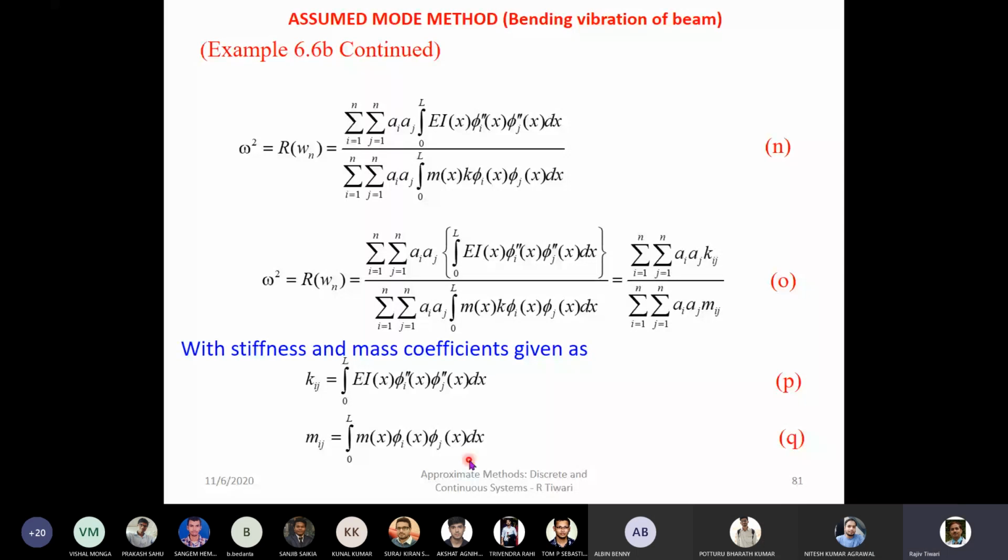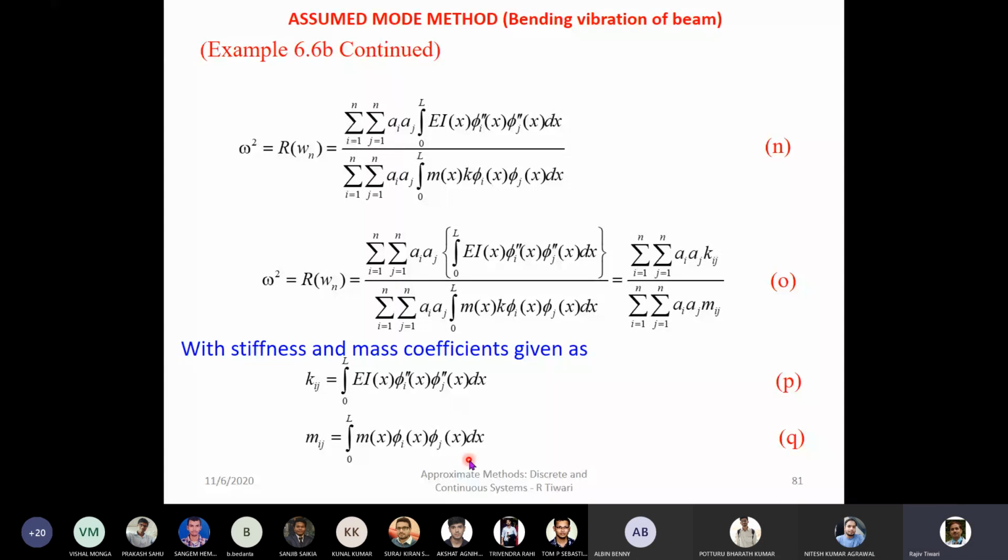Here we have the double derivative of the admissible function. So you can see why we insist that the admissible function should have the second derivative. If it is vanishing, this stiffness coefficient will not contribute anything. That will become 0. So that's why we have the requirement that the admissible function should have differentiation up to second order, and it should not vanish. In the mass coefficient, there is no differentiation required, so there is no issue.